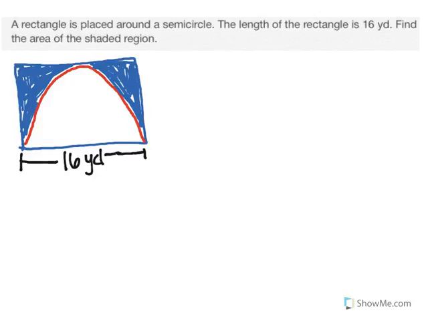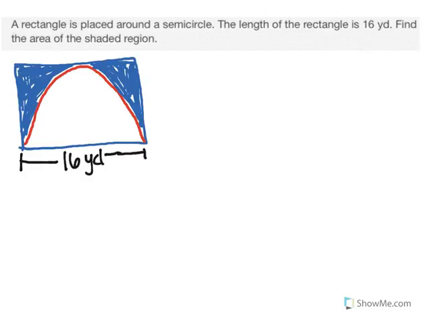We're going to take a look at how to find the area of a region when you're dealing with inscribed figures. So inscribed means that there's a figure inside of another one, and you're trying to figure out part of the area, but not the total area.